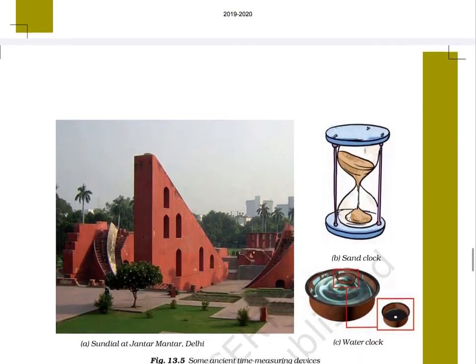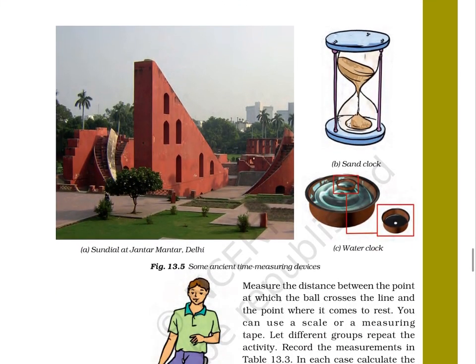Page 149. A. Sundial at Jantar Mantar, Delhi. B. Sand clock. C. Water clock. On close observation, we can observe a hole in the container of the water clock.